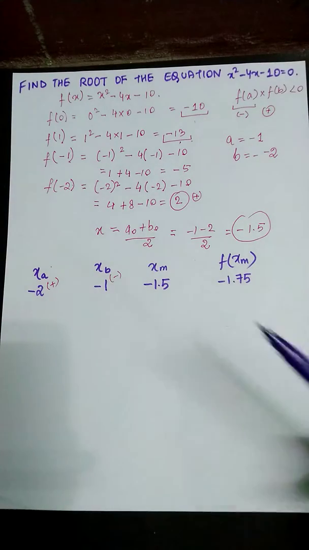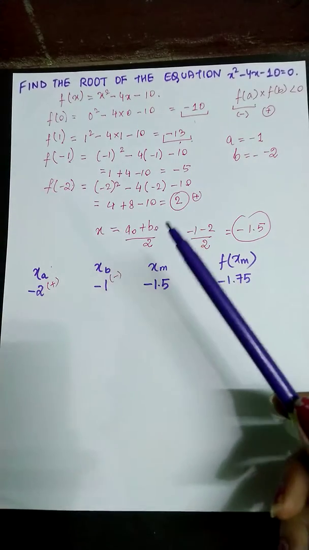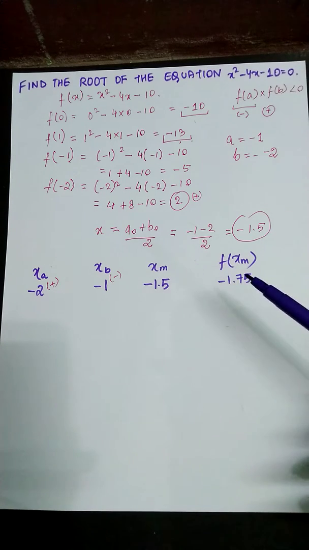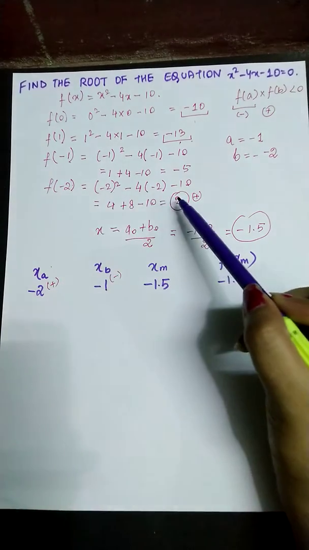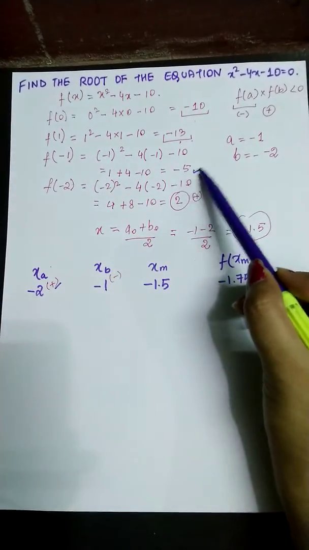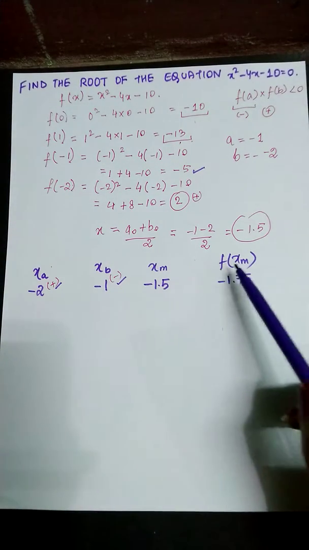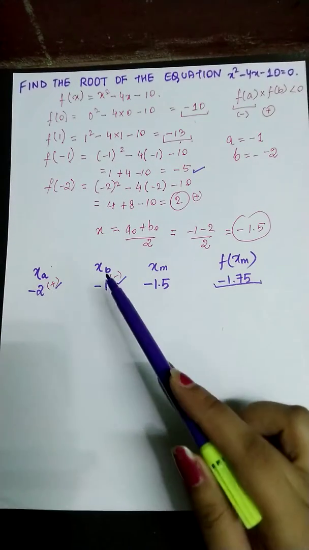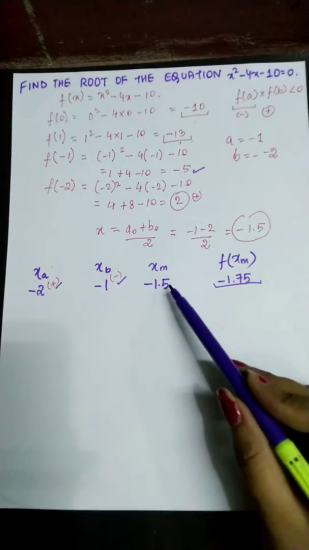Our table will consist of these 4 columns: xa, which is the value on the left hand side, xb, the value on the right hand side, xm, which is the middle value, and f of xm, to find out whether the value is positive or negative. Let's recall that f of minus 2 is a positive value, that is why I've put a plus here, and f of minus 1 is a negative value, and that is why I have put a minus here. We find that f of xm is minus 1.75. We know that one value has to be positive and the other has to be negative, right? So let's replace this value with xm.